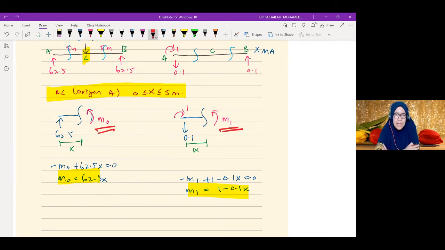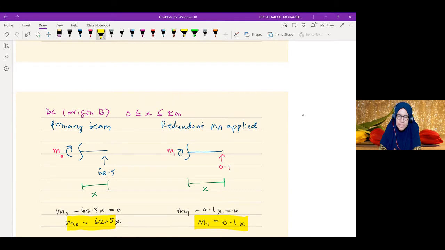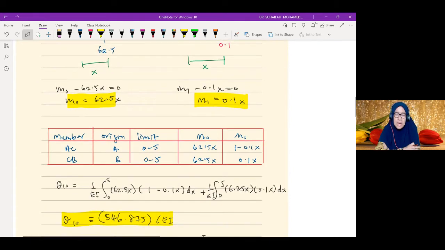Okay, that is why we get this. Okay, and we continue to cutting section number 2. Cutting section number 2 is BC, origin B, from 0 to 5. So the moment equation is clockwise whenever the origin comes from right. Okay, then this equation I tabulate into the table.